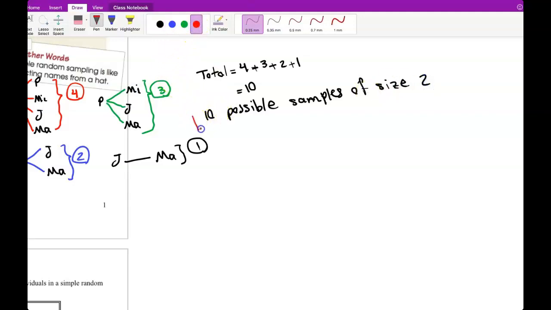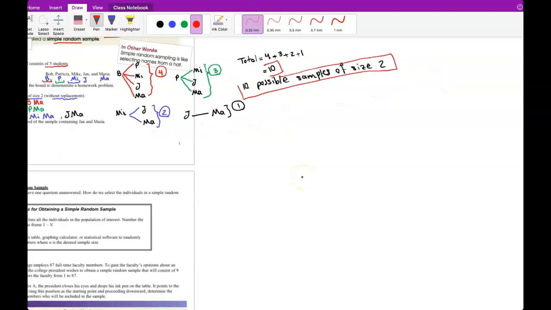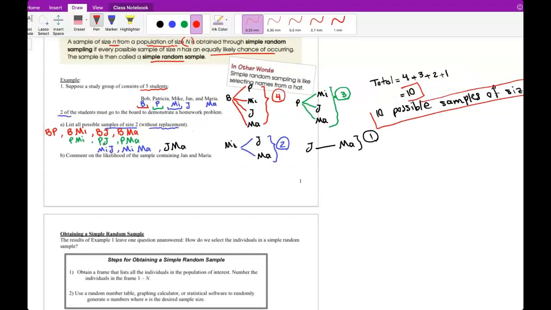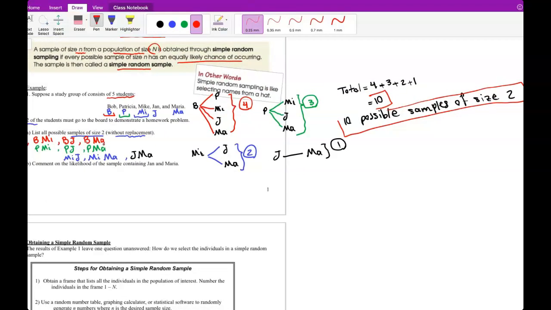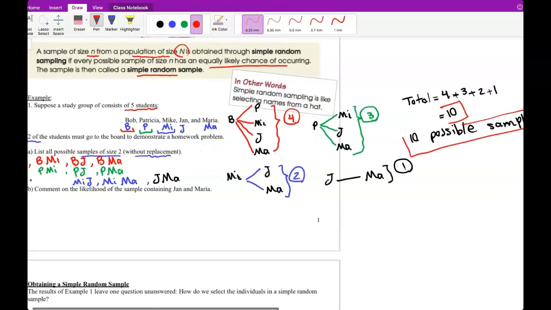Okay, so we have 10 possible samples of size 2. Then part B, comment on the likelihood of a sample containing Jane and Maria. From this part, we already know that we had one possible sample for these two. So that is the answer. We only have one possible sample, and that means a 1 in 10 chance.